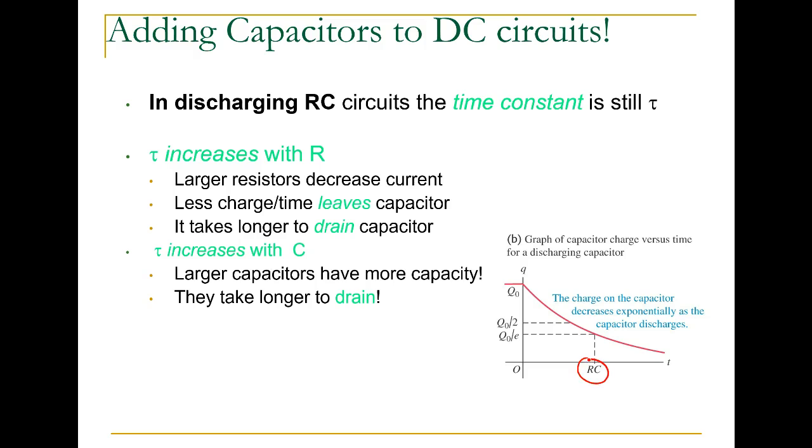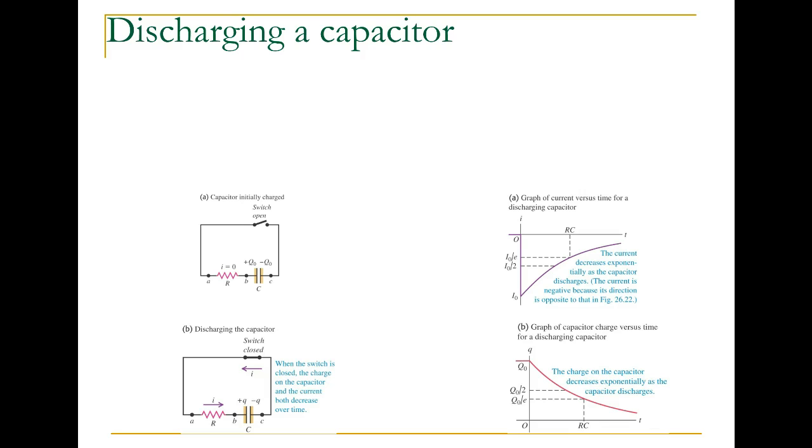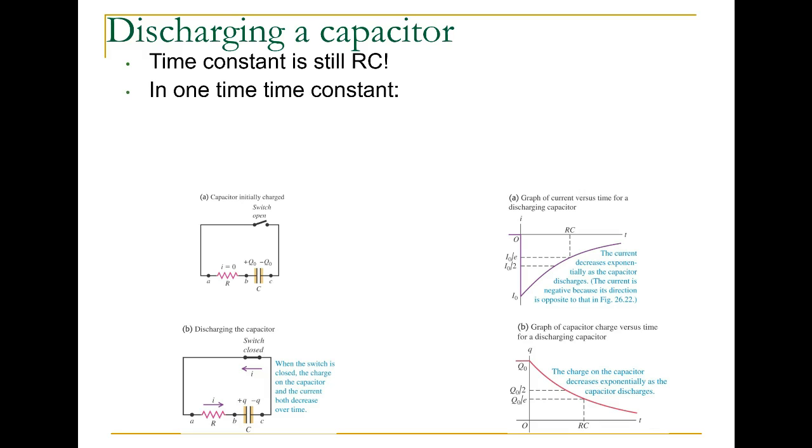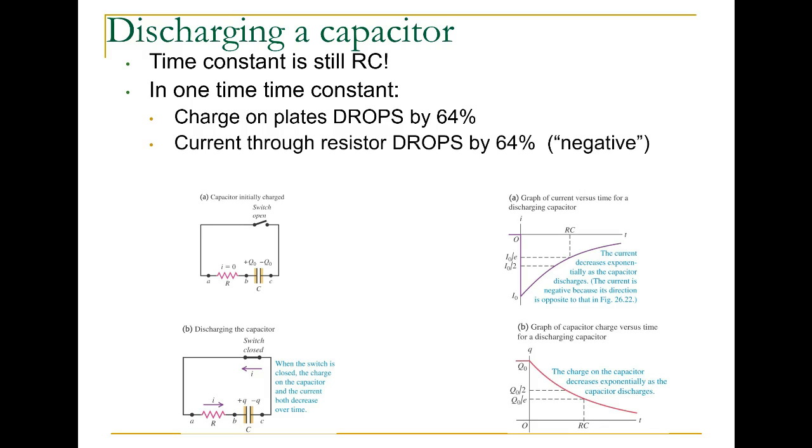After a time equal to RC, our charge has decreased to a factor of Q naught over e. And so after one time constant, we have about 64% less of our original charge. Okay, so we only have about 36% left. And the current is also dropping by 64%. So that's the value basically of 1 over e, which is about 0.36.